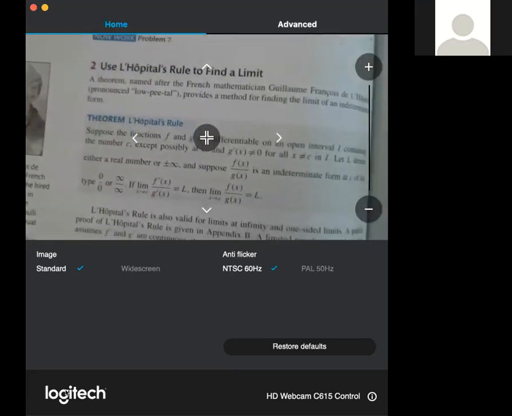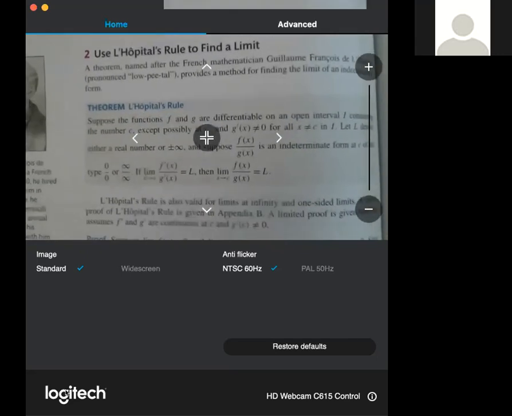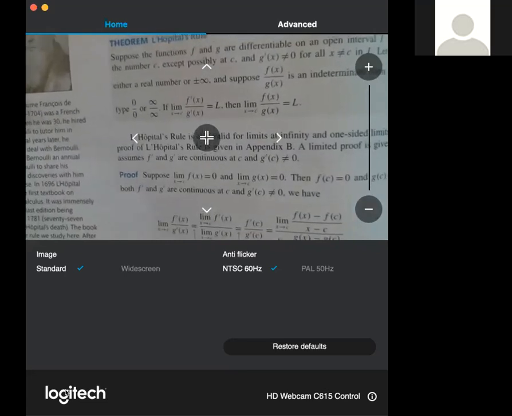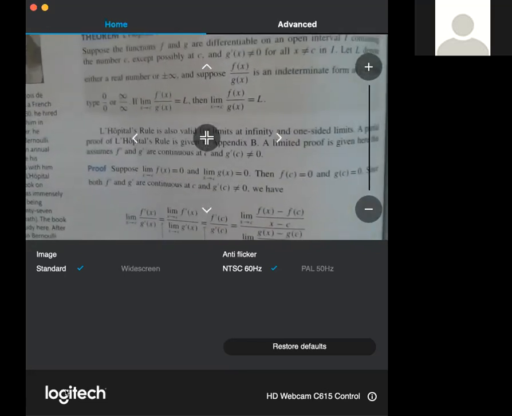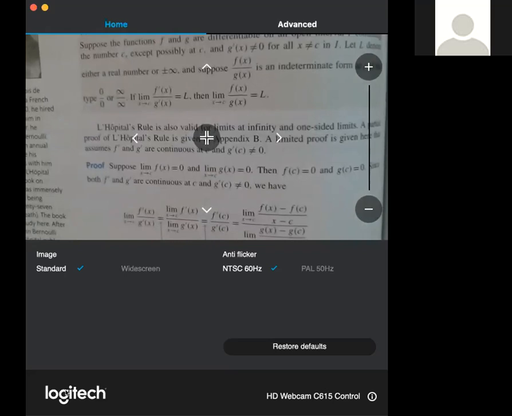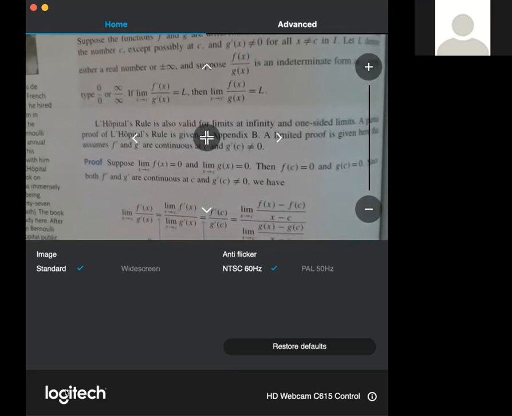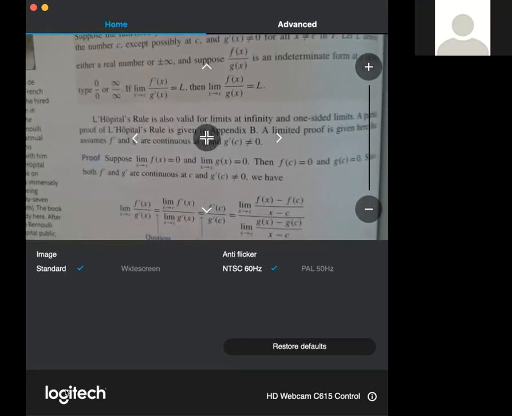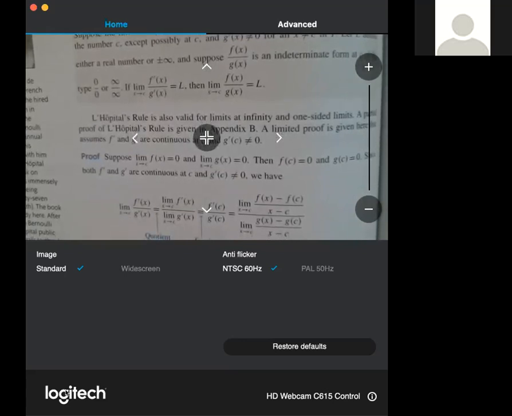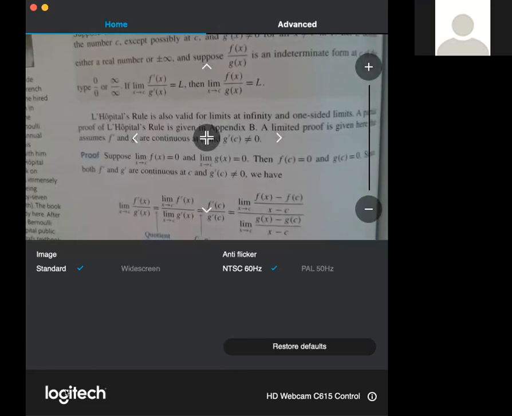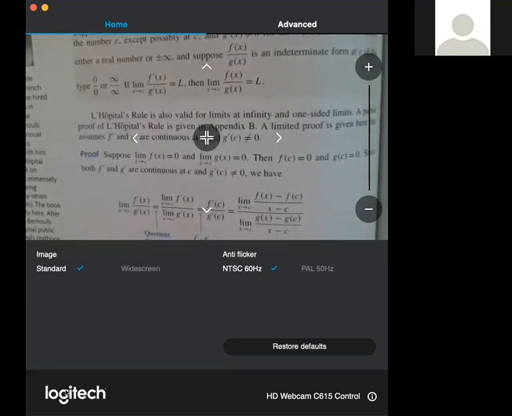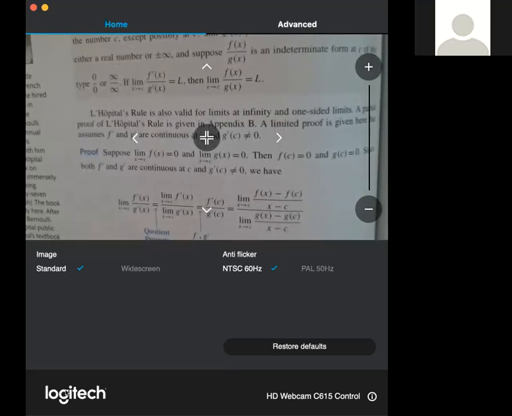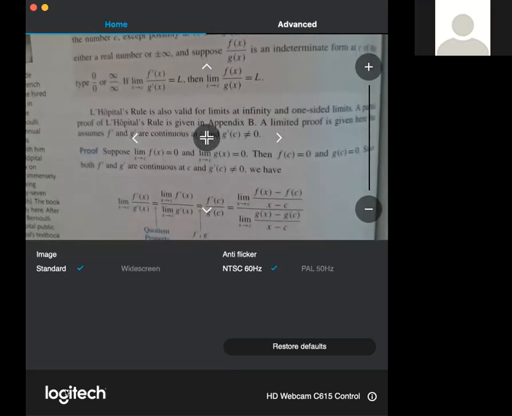Okay, so now the situation is this. The wording again is a little clumsy, I think, but the last sentence is the key. First of all, it's got to be a rational function, and it's got to be going to 0 over 0 or infinity over infinity. It's saying that if that is true, then take the derivative of the top and take the derivative of the bottom. And that limit will be the same as the limit before you took the derivative. That's what that's saying.